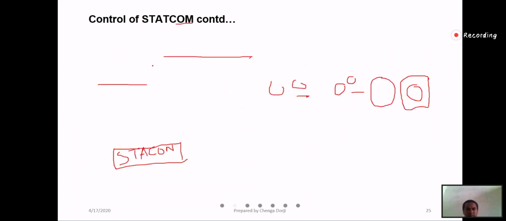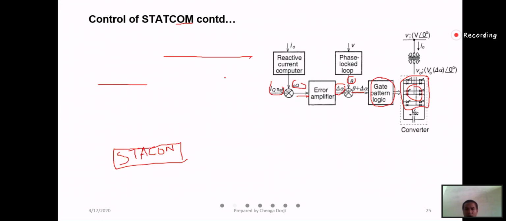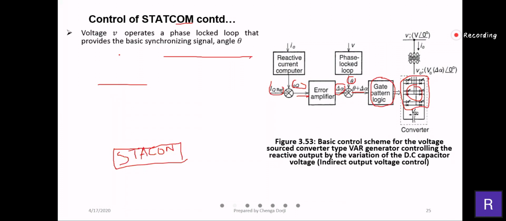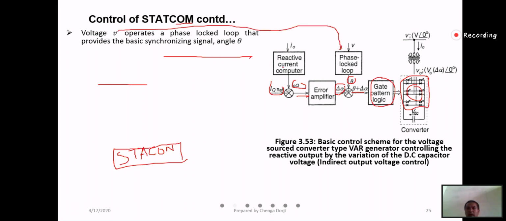Now we will see how this gate signal is generated. Control is basically to generate the gate signal to operate or initiate the gate or valve of the converter. So the voltage V operates the phase lock loop, whereby it will generate the phase shift theta. Okay, so theta is generated there, the synchronizing signal angle theta.